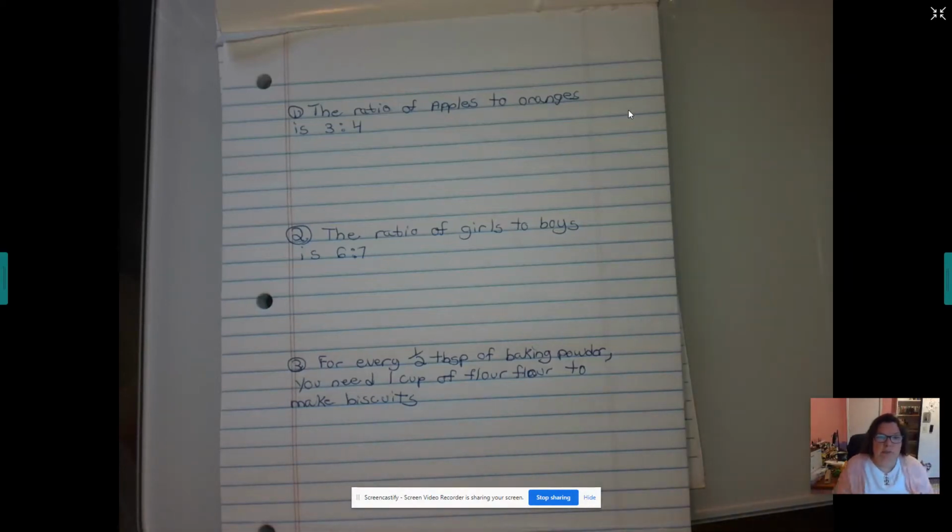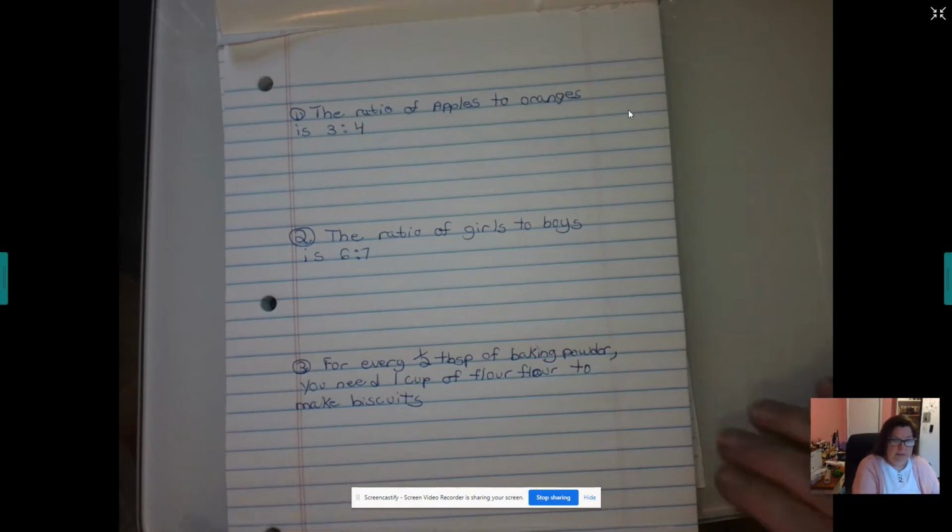This is in case you missed our Monday, Tuesday math class for January 11th and 12th. We learned how to do something called double number lines to help us solve ratio problems. I'm just going to show you how to make a double number line.